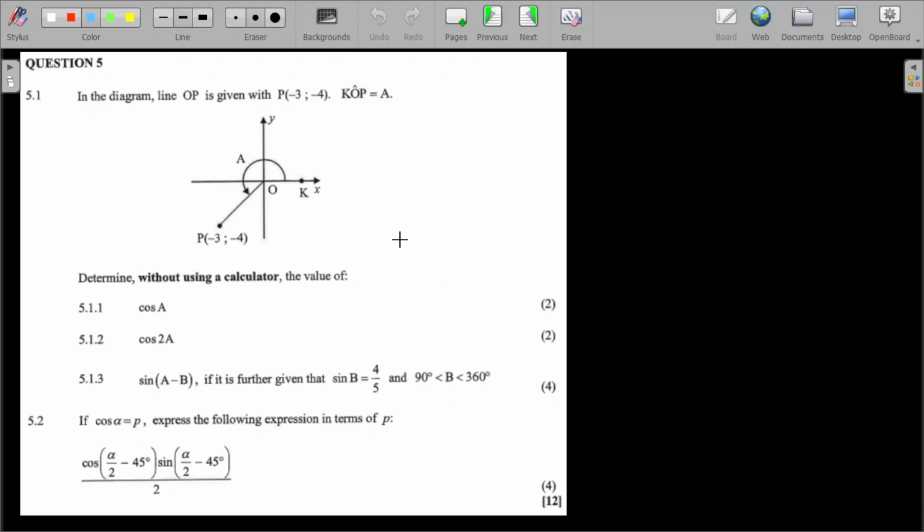Now, question 5 is that diagram OP. Okay. What is very important is finding what is happening here. So x is -3, y is -4. So we need to find r. Okay, you find r using your Pythagoras theorem. You find your r, and then all these questions are going to be based on what is happening here.